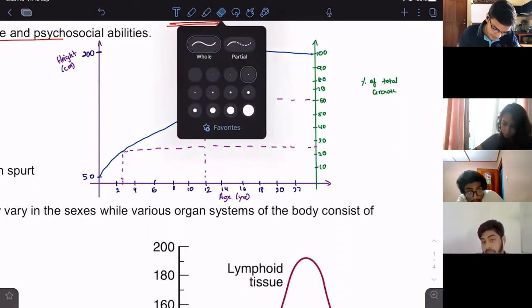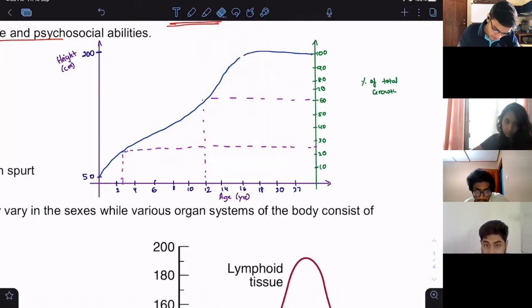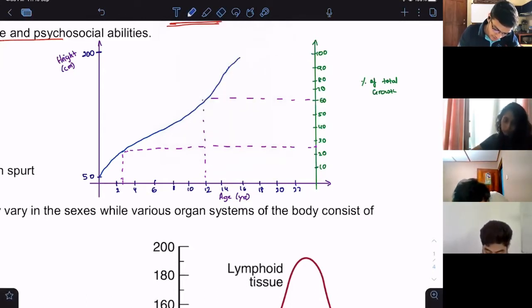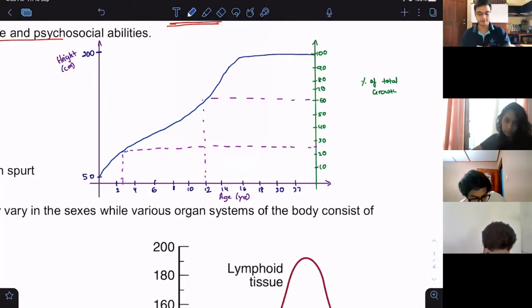Okay, draw a straight line. Huh? Last bit, draw a straight line. Yeah, straight line.